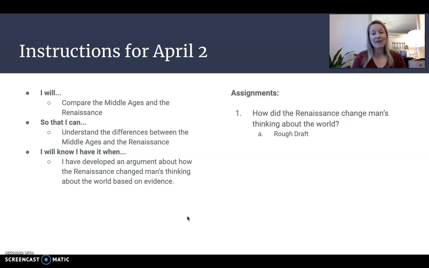The only thing that you have to do today is work on your Renaissance rough draft. So today I will compare the Middle Ages and the Renaissance so that I can understand the differences between the Middle Ages and the Renaissance. I will know I have it when I have developed an argument about how the Renaissance changed man's thinking about the world based on evidence. So today you're writing your rough draft.